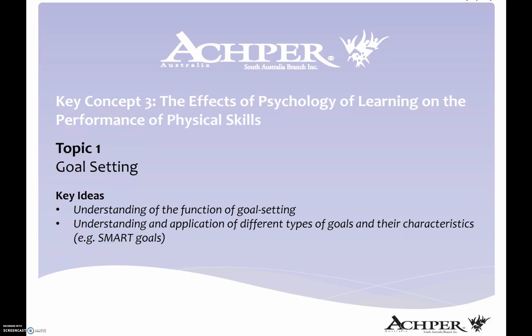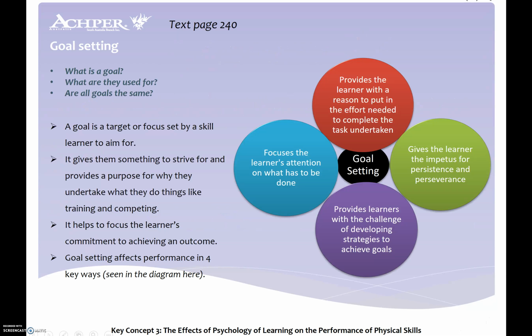So now we move into topic 6, which is looking at the psychology of learning and the performance of physical skills. To start off, we're looking at goal setting. So they understand the function of goal setting, understand the application of the different types of goals and their characteristics. So when we're going to questions we're going to ask, what is the goal? What are they used for? And are all goals the same?